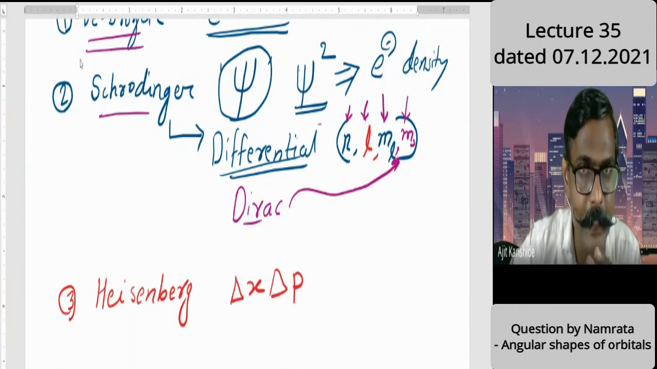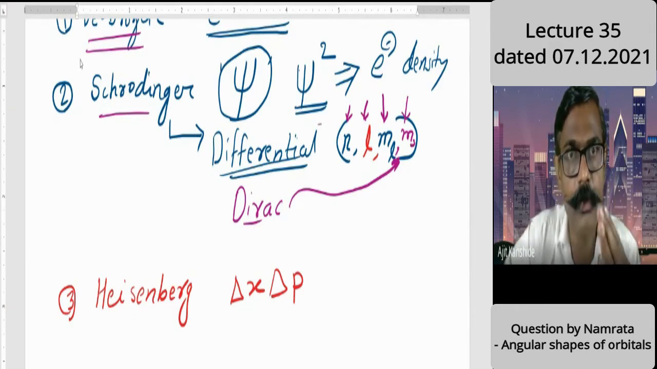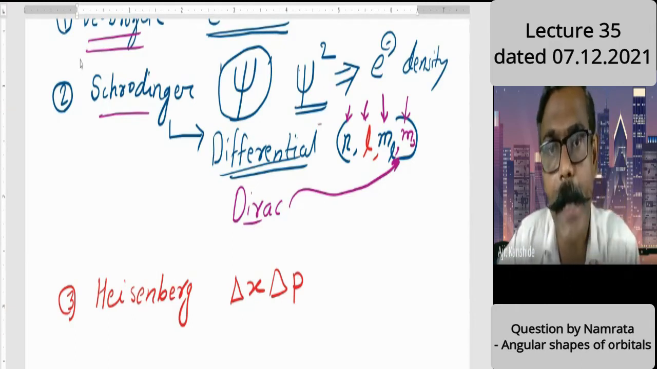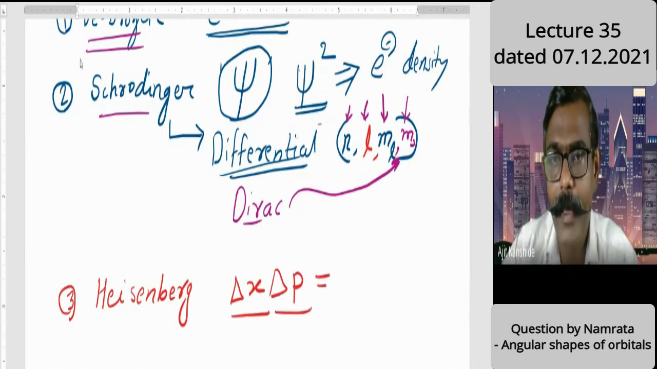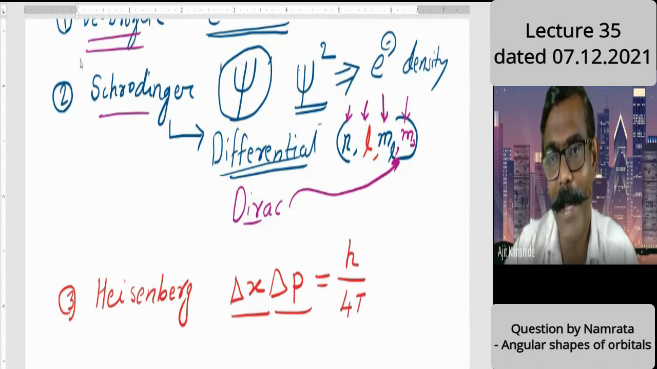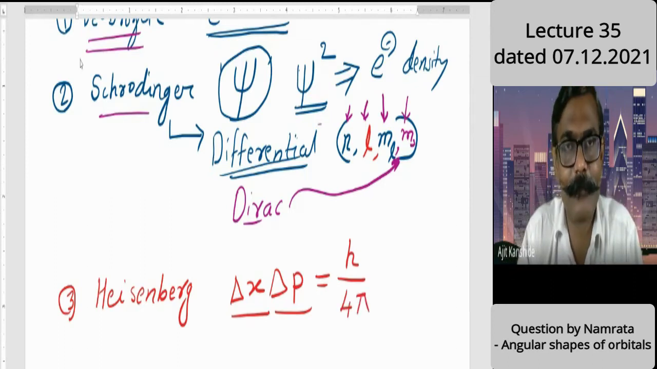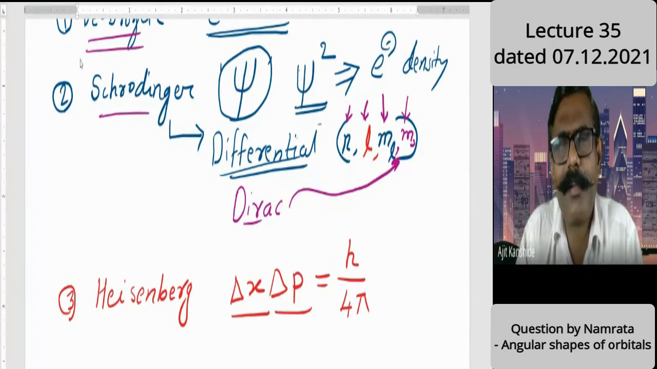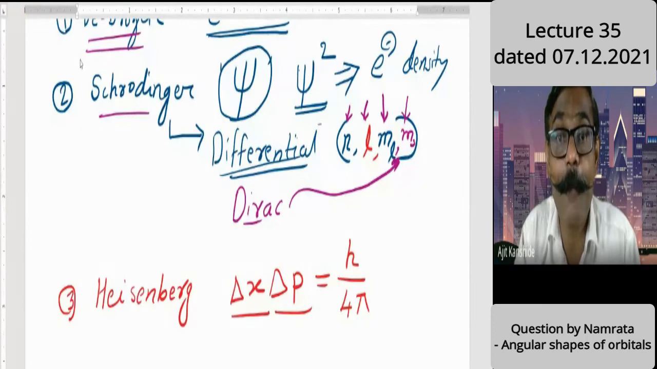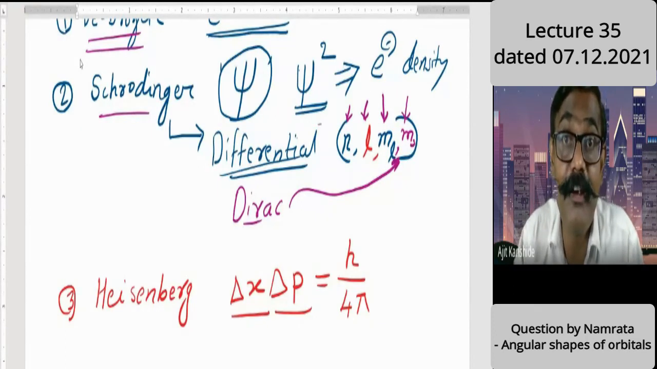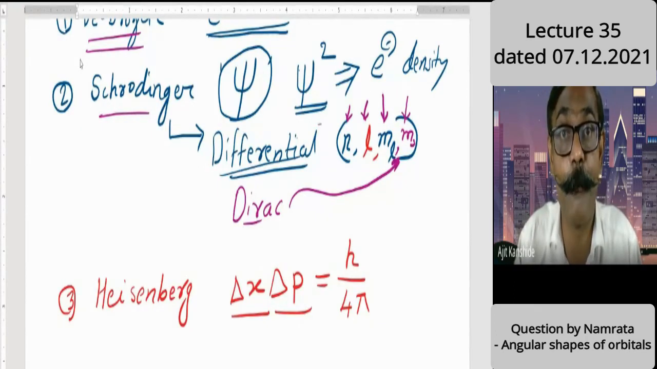So simultaneously, if we attempt to measure, to find position and momentum, then multiplication of their error will be equal to h upon 4 pi. Our Heisenberg story is there. I share here the story. A young chap of 24 years was doing research in the laboratory of a brilliant, genius scientist, Max Planck.